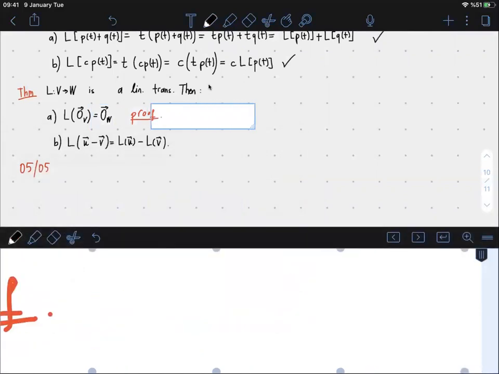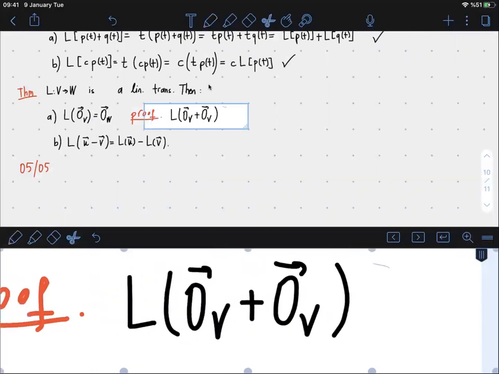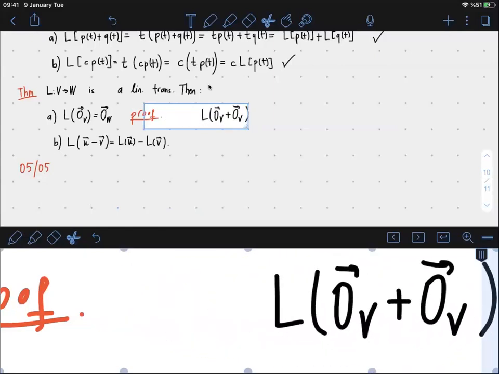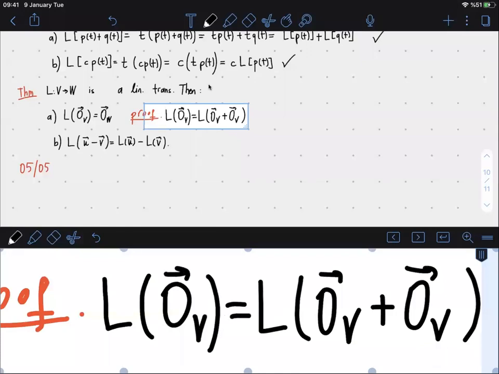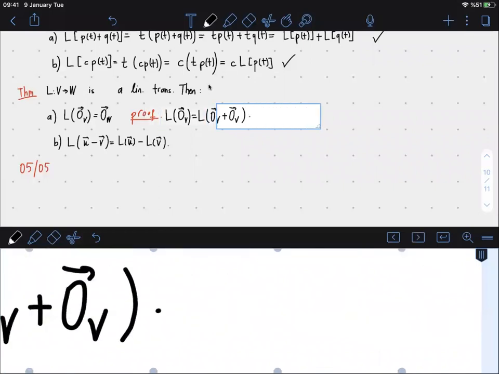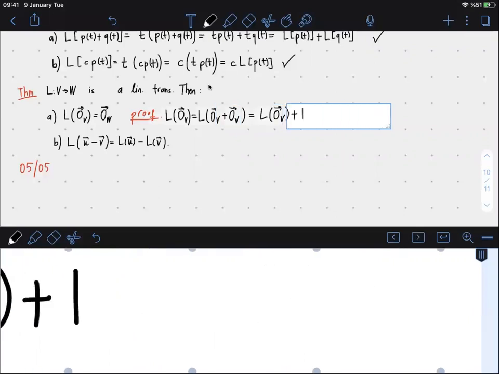So the proof works like this. L of the 0 vector plus the 0 vector. What happens if I add two 0 vectors? I know that 0 plus 0 is 0. So this is basically the same thing as L of the 0 vector, right? Because if I add two 0 vectors, the sum is a 0 vector. But by the linearity property, I can separate this into two parts. This also must be true because of the linear transformation property.